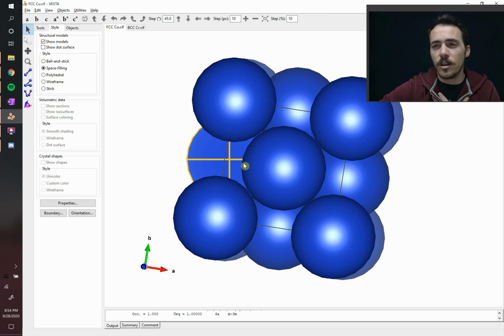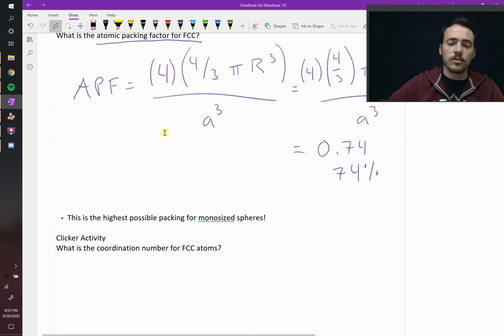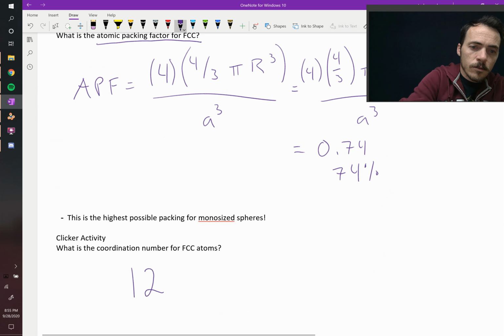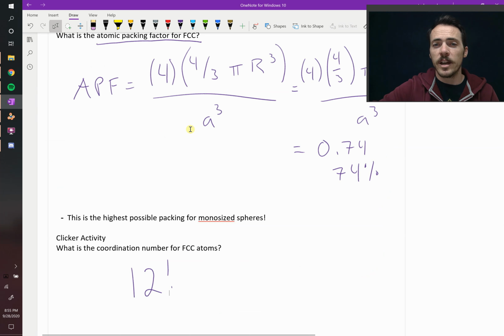Its coordination number is 12. So it's coordinated by 12 atoms. That's a high number. That's very high for crystal structures, a coordination number of 12. Having 12 means that it is densely packed because you've really squeezed this together with as many as it could. And that's why you get such high densities out of the face-centered cubic crystal structure.